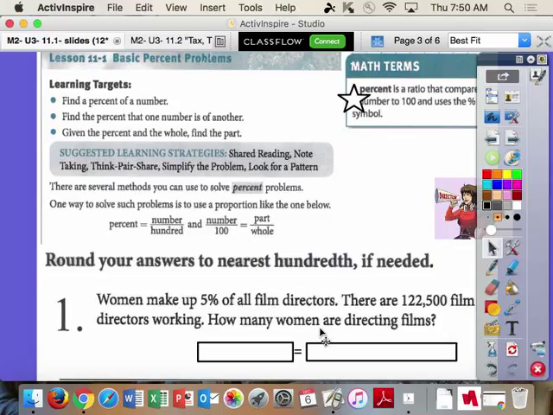Okay, so this is how this looks. We are going to take our percent that is given, which is 5, over, how much is our total percent? Over 100, right? There's always 100%, equals, we don't know how many filmmakers are women, but we know that the total is 122,500. All this is a proportion. So what does that give me when I solve it?